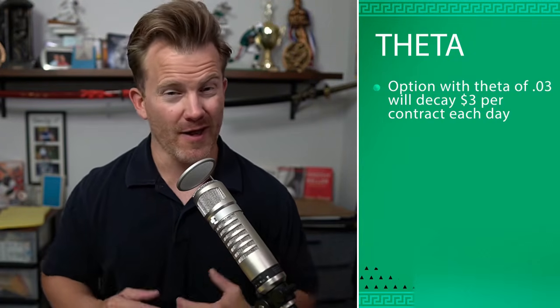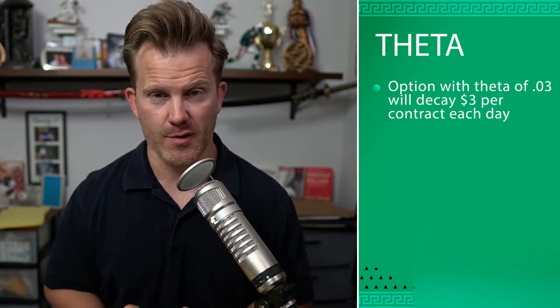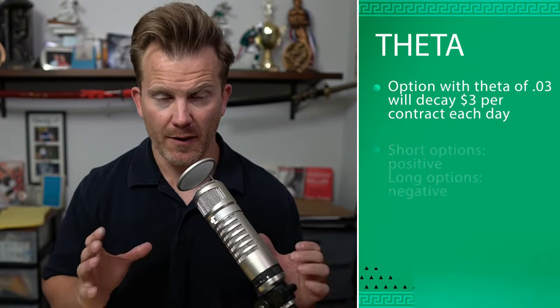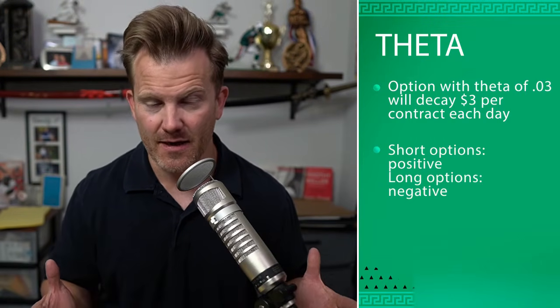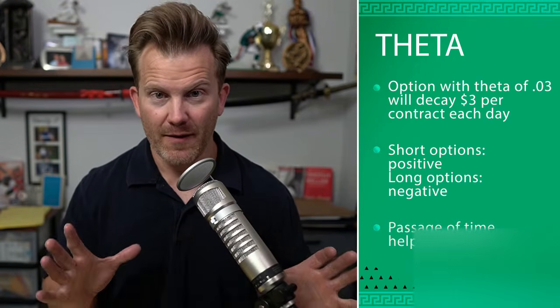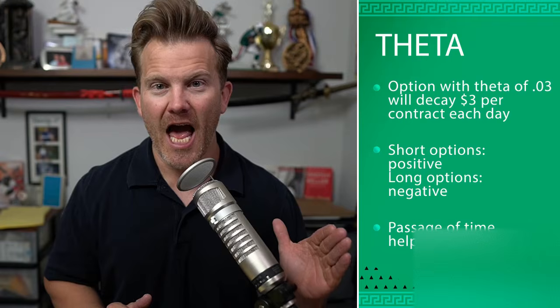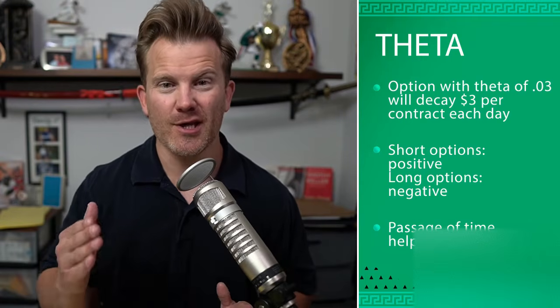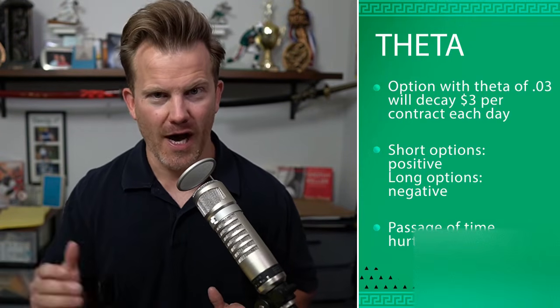But then number 2, and this might be one of the most important things to understand when it comes to theta: the theta for short options is positive, and the theta for long options is negative. Put very simply, this means that the passage of time helps short options. The passage of time hurts long options.